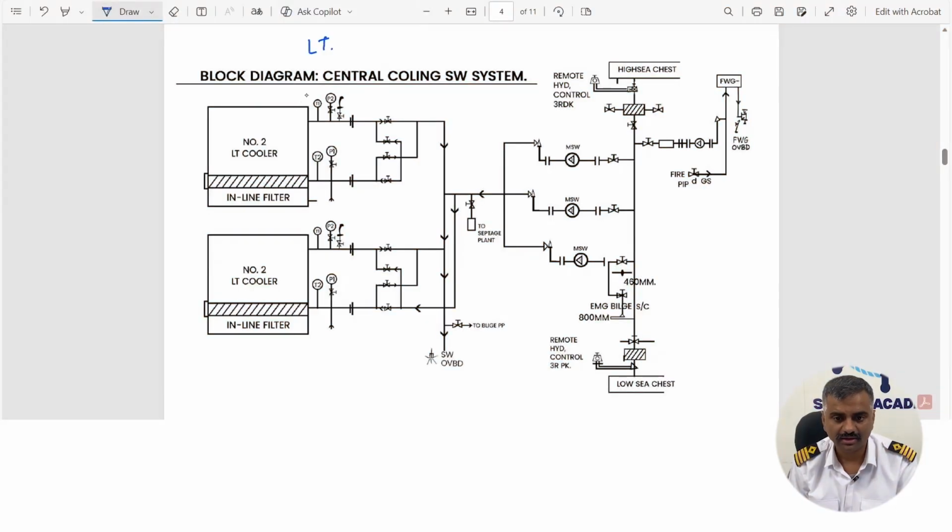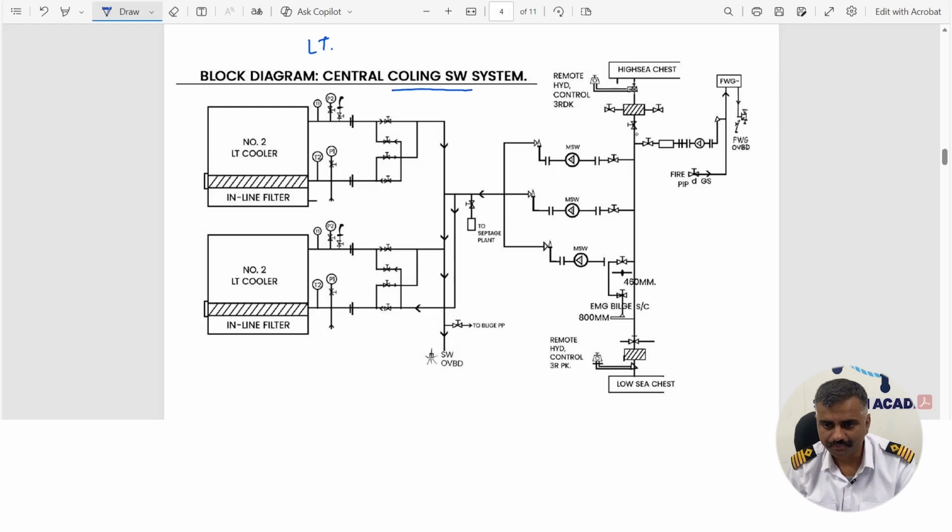LT or ST, whatever water you can call it, the cooler is used to cool that water. So basically my job in this central cooling seawater system is to supply seawater to the cooler and then give it to overboard.